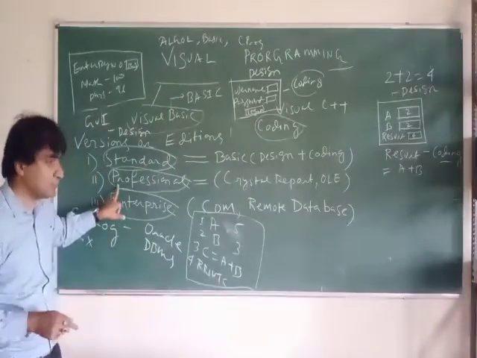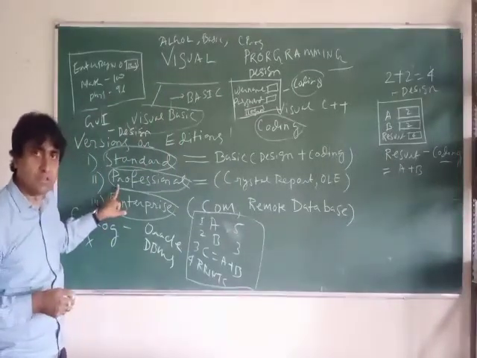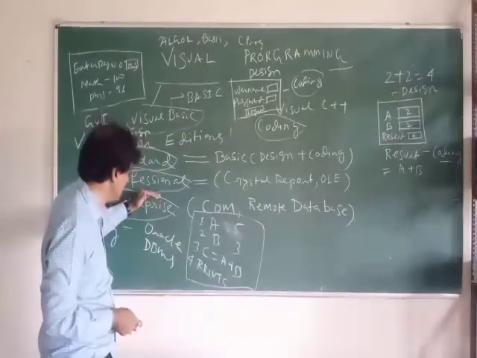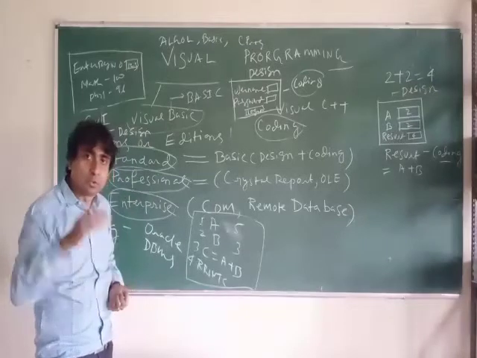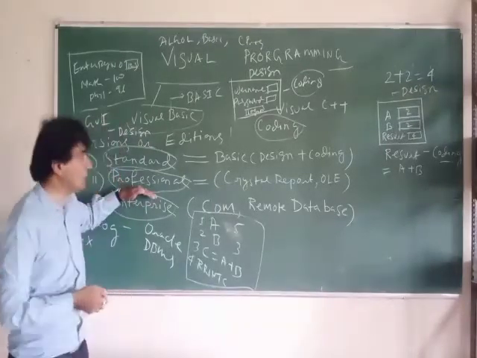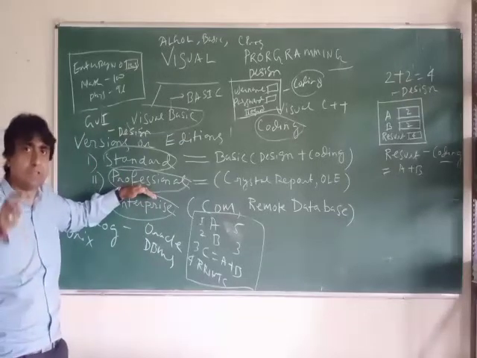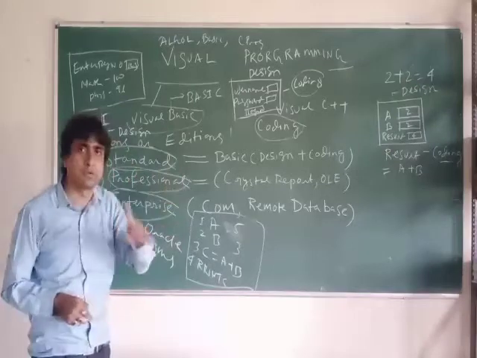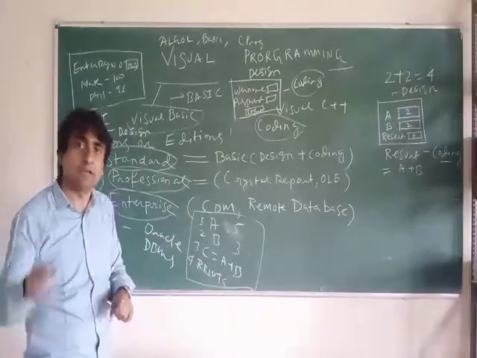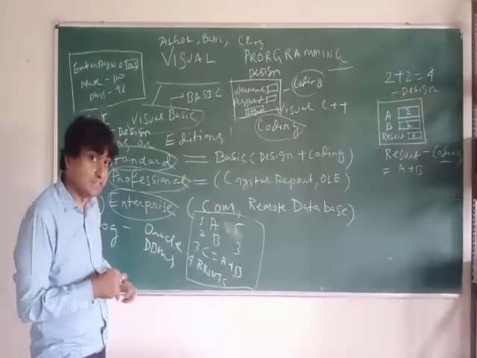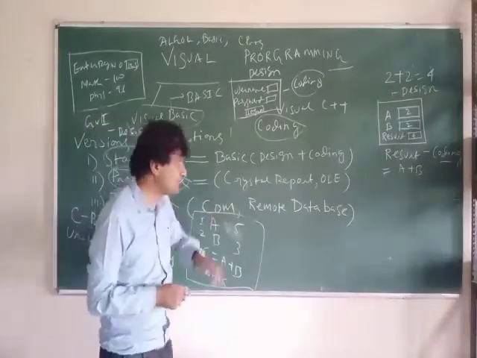Next is Professional. Obviously, Professional is higher than Standard. So what is the rule of a higher version or edition? The Professional edition is one type of Visual Basic edition which has all the features of Standard, plus its own extra features.